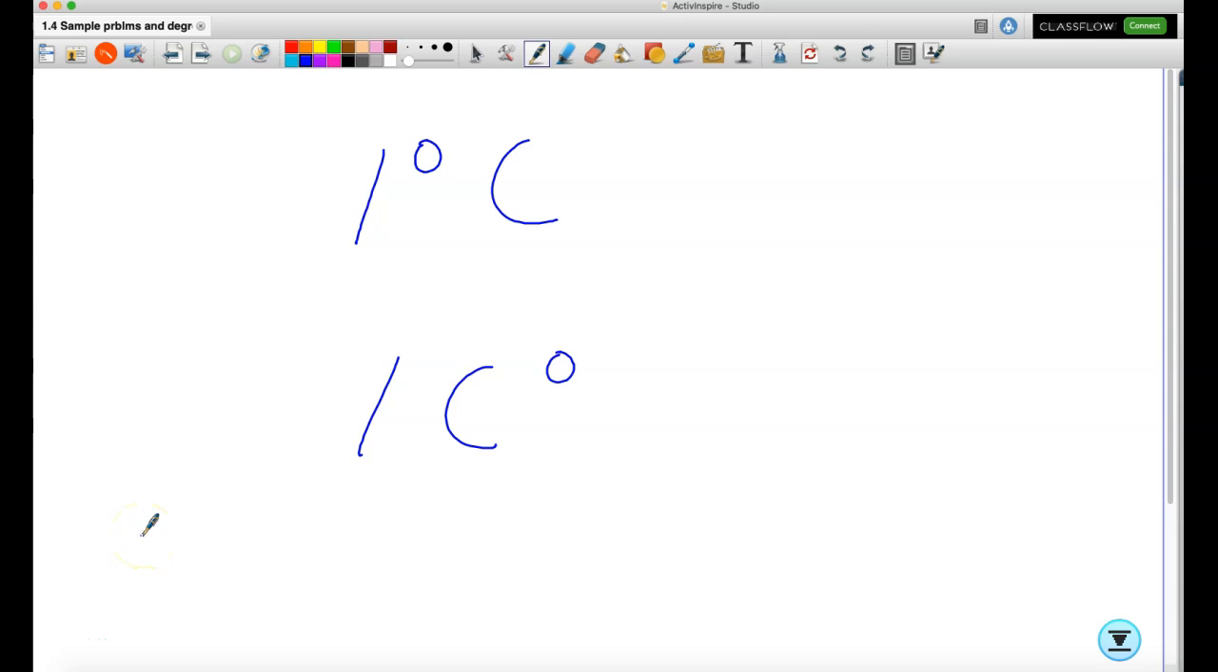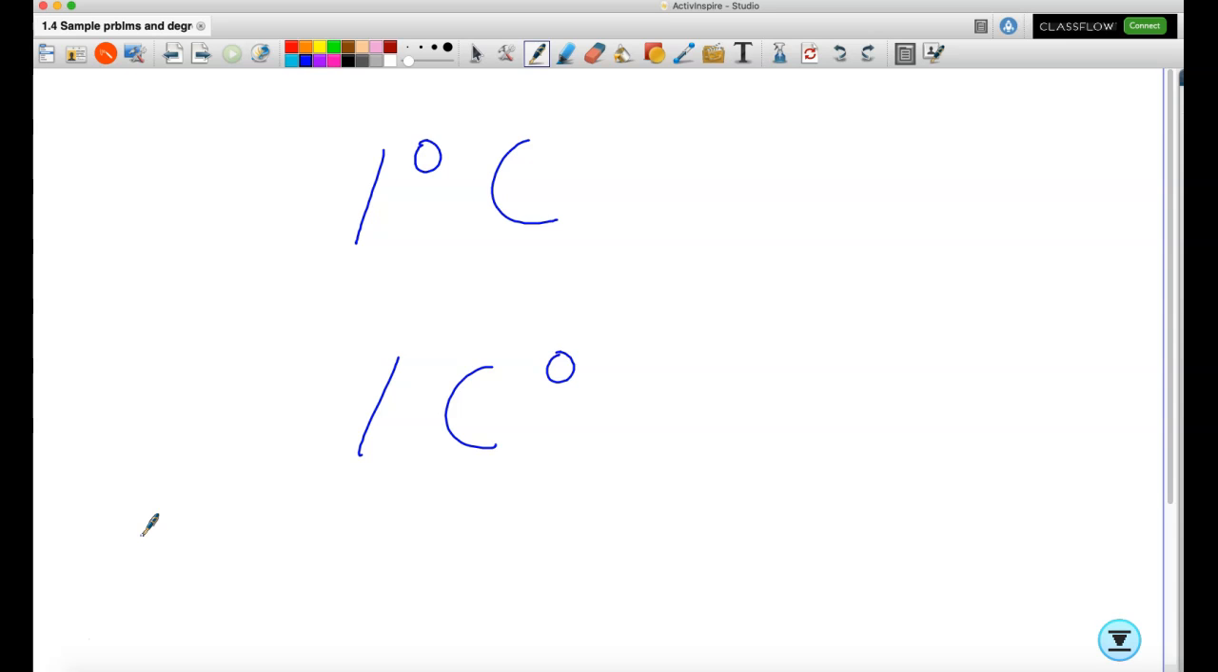So what's the difference between 1 degree Celsius and 1 Celsius degree? First of all, I want to let you know that this is something you can use, but you don't have to use it. It helps me keep it straight, but if you don't use it, that's fine. But what's it help me keep straight?